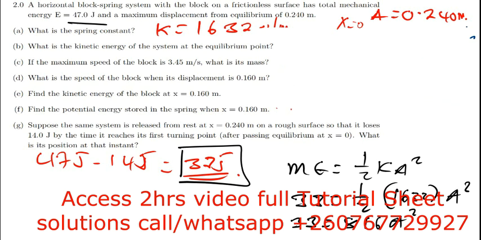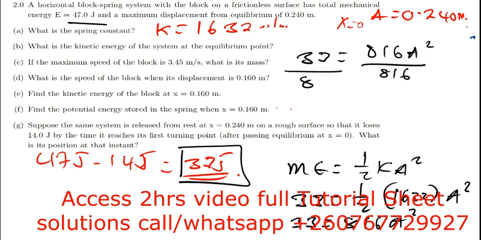I'm going to divide both sides by 816. So we'll have A squared equal to 33 divided by 816. That is 0.040441176, and then get the square root of this number.